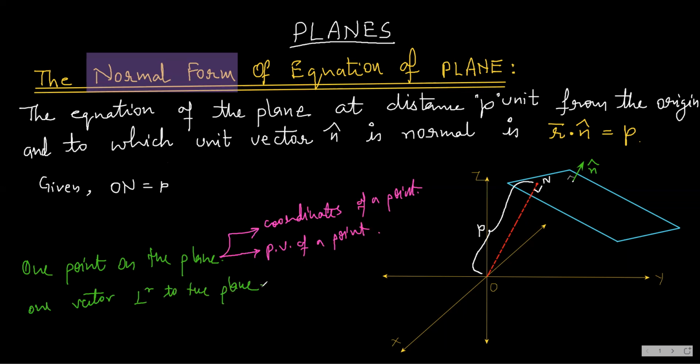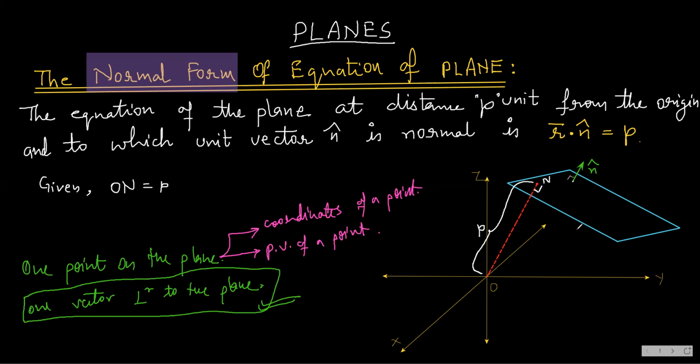Now see students, what is happening here? The second part, which is one vector perpendicular to the plane, you already have. See, you have a vector perpendicular to the plane. This unit vector they give you is data. It is given to us. So the second part is there with us. Now the first part, which is one point on the plane, you might be thinking that we do not have the coordinates of a point on the plane, but you need not worry.